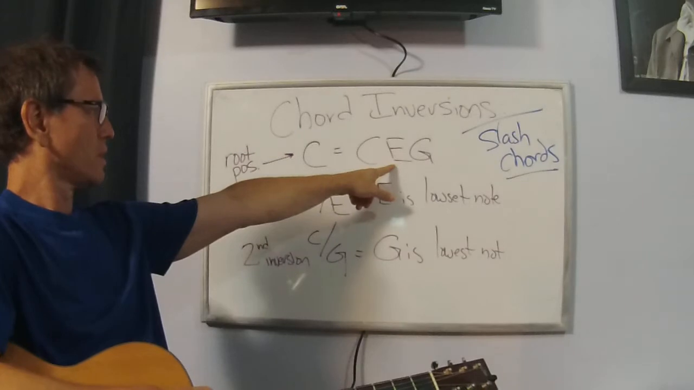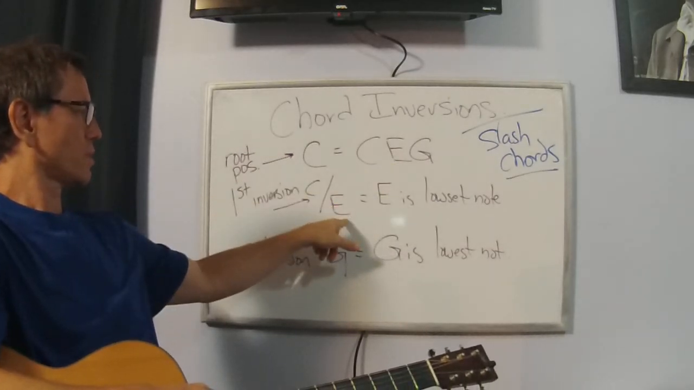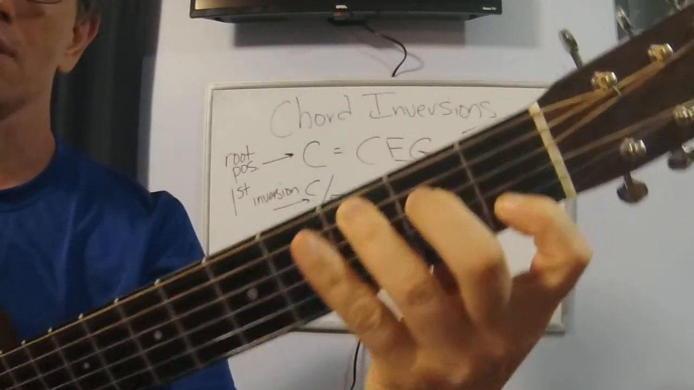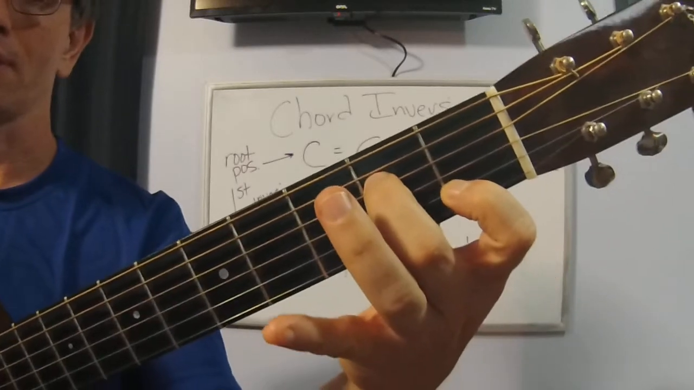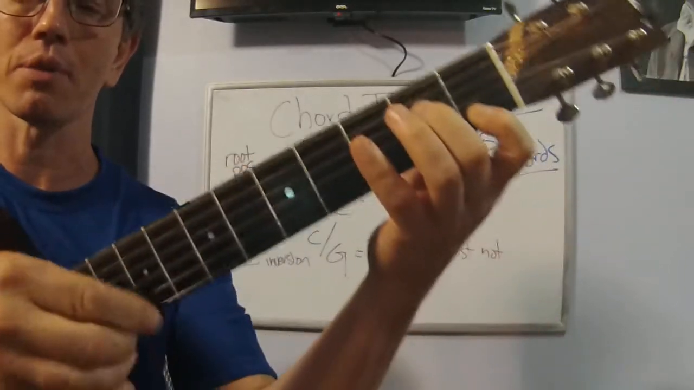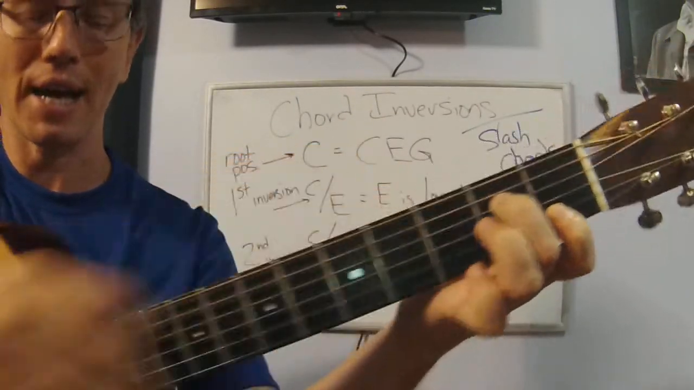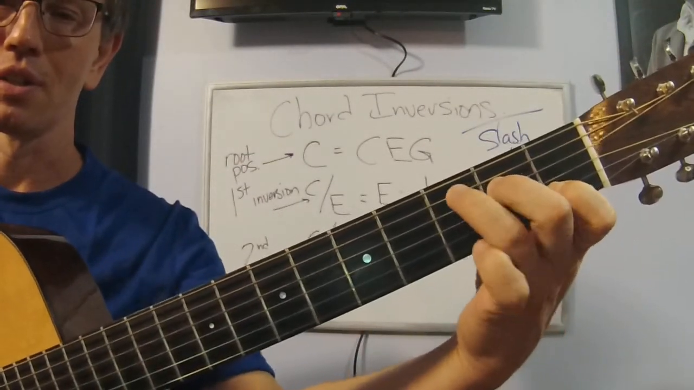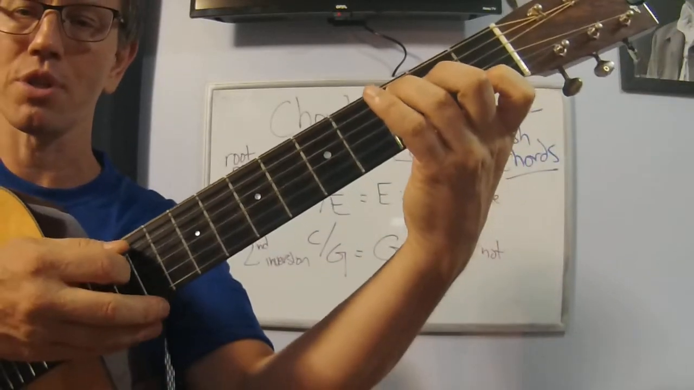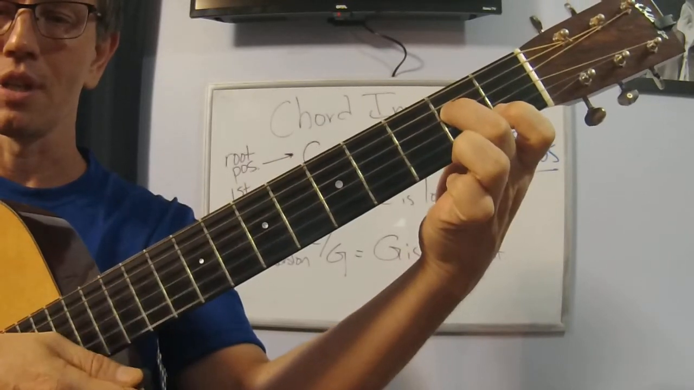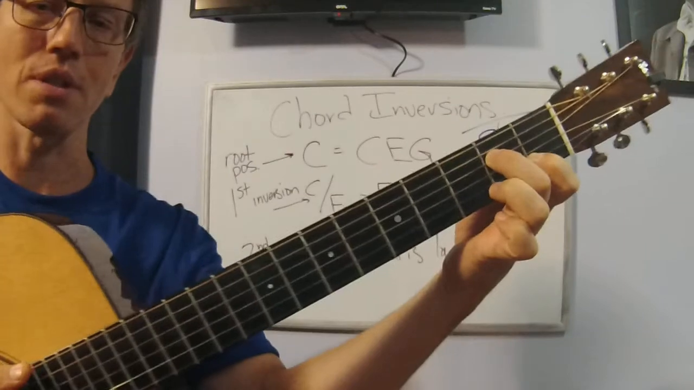If we take the E and we play that as the lowest note instead of the C, but we're still playing C, E, G, this is the example that we actually played on the other video where it's a C chord with the E in the bass. This is an E note. So now when I strum, I'm going to strum that as my lowest note. So C/E. C in root position, hitting 5 strings. C/E, I'm hitting this as my lowest note. That's the E note.